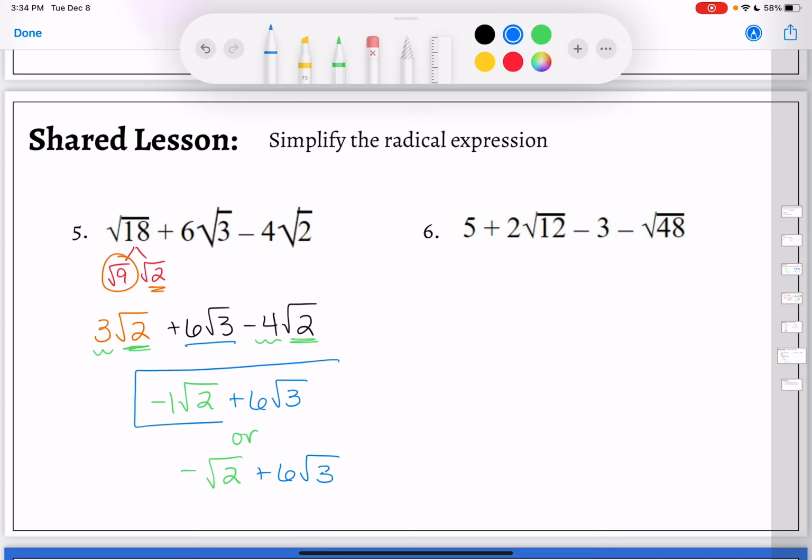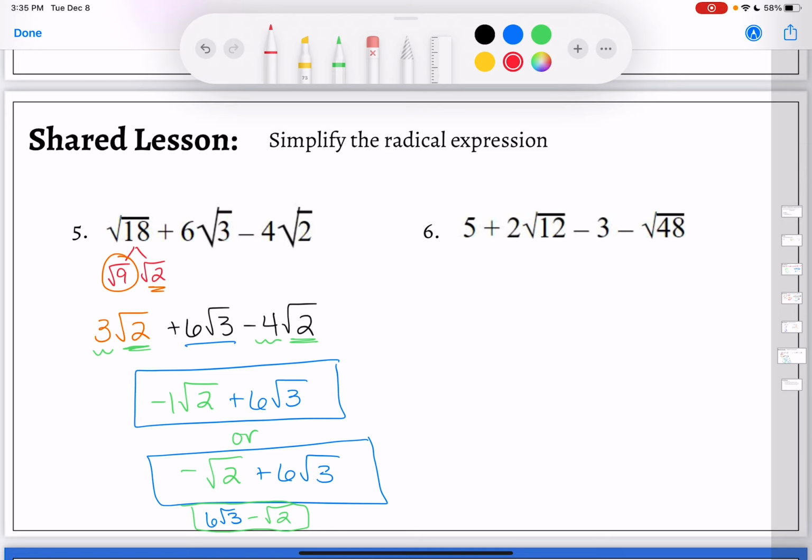So you could write it either way, negative 1 radical 2 plus 6 radical 3, or just negative radical 2 plus 6 radical 3. A common question I get is, can you switch the order? Absolutely, that's adding, that's the commutative property, so you could do 6 radical 3 minus radical 2. That would work as well. Or minus 1 radical 2, that would work too. So the order doesn't matter, just watch that negative. The negative has to go with the radical 2, right? But since it's adding, you can definitely switch the order there. All right, last one here. See if you can take a shot at it.